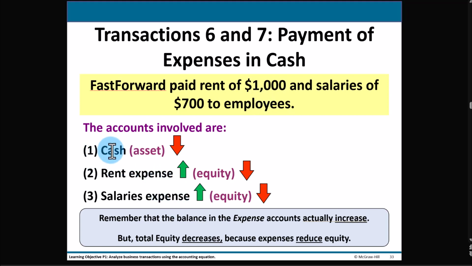So cash goes down and rent really goes up, right? It was zero before, now rent goes up. But at the same time, if we look at the accounting equation, the right side of the accounting equation is going to go down because this rent expense is subtracted from the right side. And also the other decrease to cash was caused by salaries being paid, salary expense increasing. At the same time, when expenses increase, equity goes down.